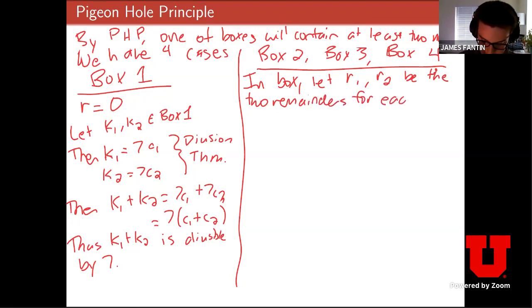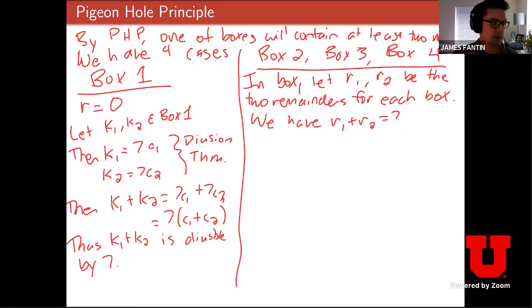For each box. So in each one of box 2, 3, and 4, they each had two remainders. No matter what box we pick, we have R1 plus R2 is equal to 7. No matter which of these boxes we pick, box 2, box 3, or box 4, the sum of the remainders in the box is going to be 7.